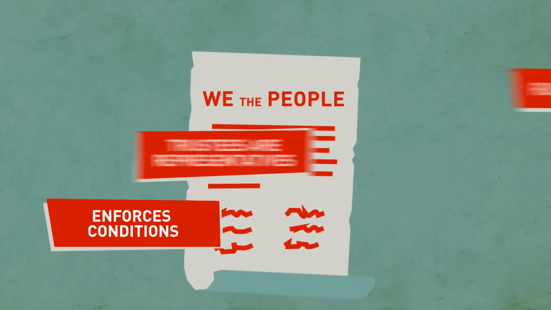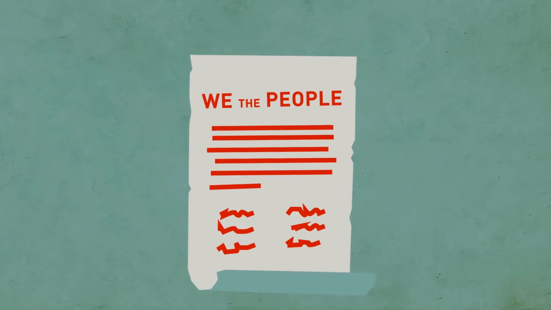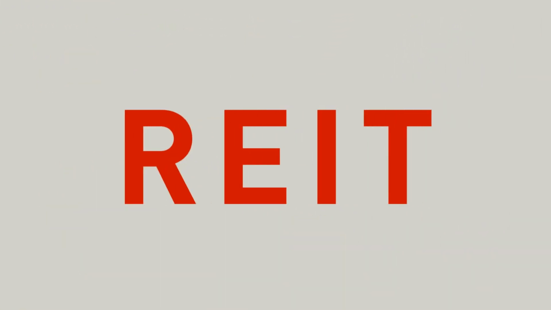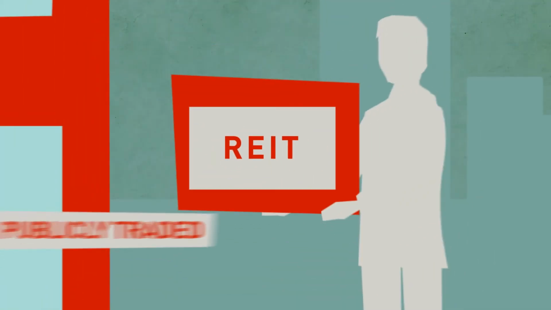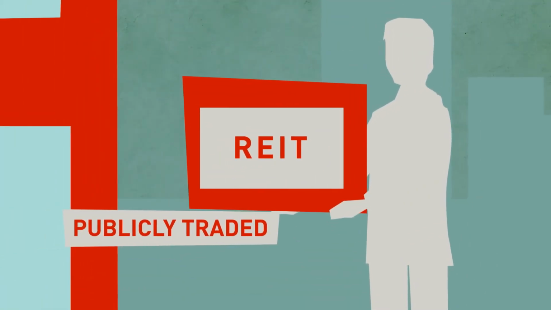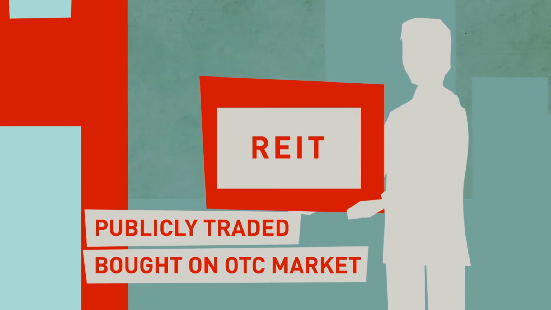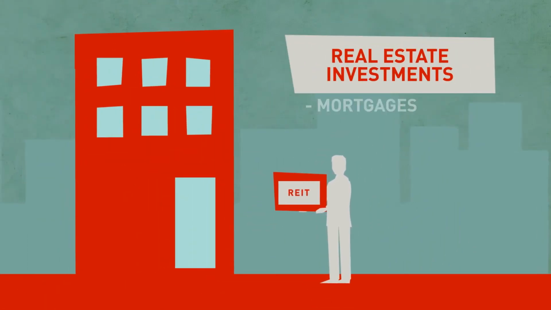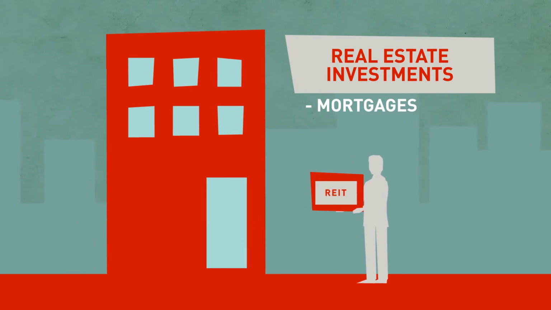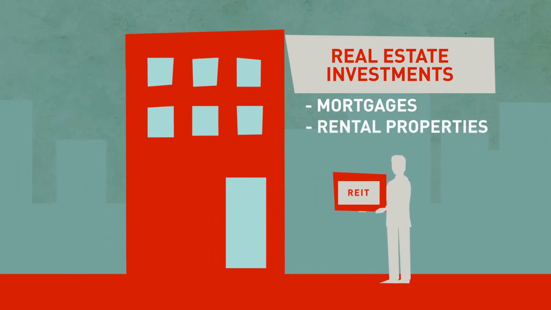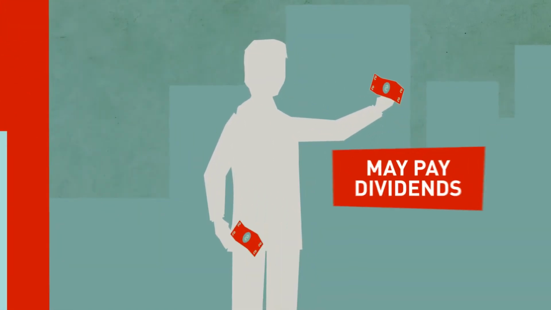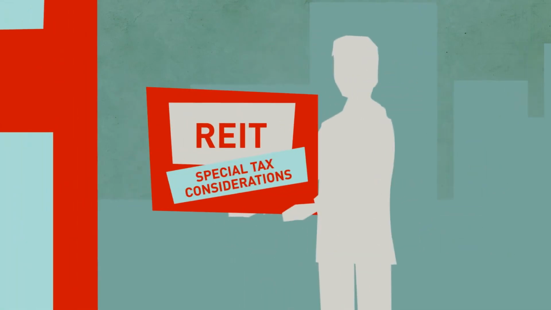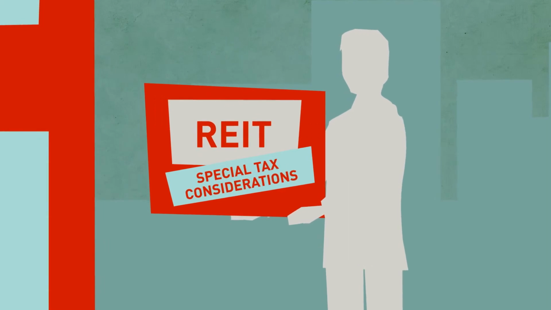Another type of security that aggregates investors' capital, similar to an investment company, is a real estate investment trust, or REIT. Many REITs are publicly traded on the major exchanges and can be bought on the OTC market, with portfolios often comprised of a diverse array of real estate investments, like mortgages or physical properties that generate revenue by collecting rent. As with other investments, REITs may pay dividends to their shareholders, which are taxable as income. Some REITs may also have special tax considerations.